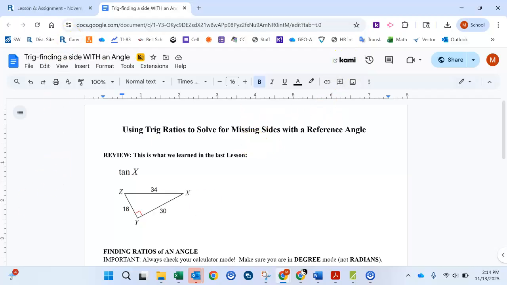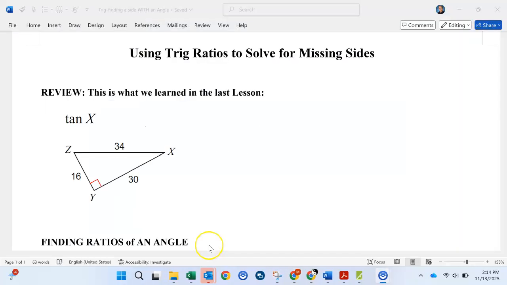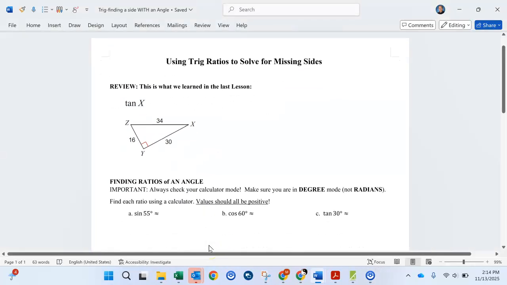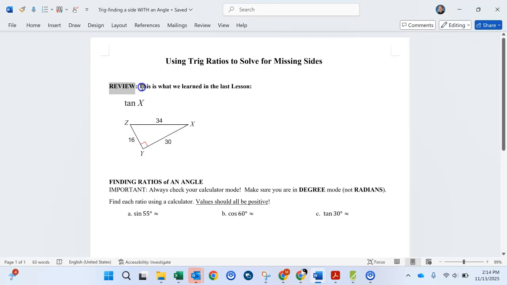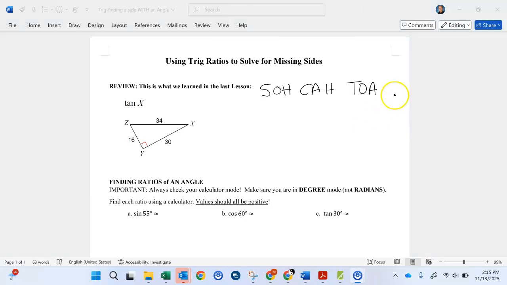Okay, so the first thing is, let me open it up. The first thing we're going to do is look at this. We're going to review what we learned in the last lesson. So if we're looking for tan x, what do we get? Well, the first thing to remember, and I'm going to go ahead and write it. I went ahead and wrote those three down right over here. So this is looking for tangent of x.